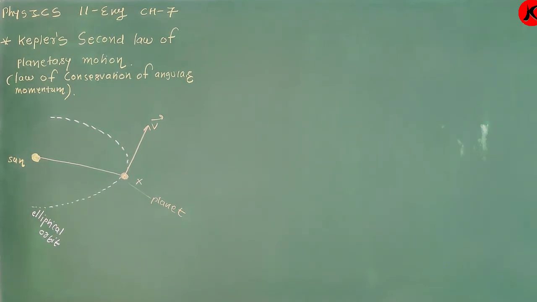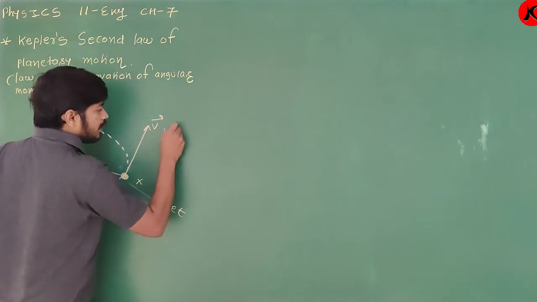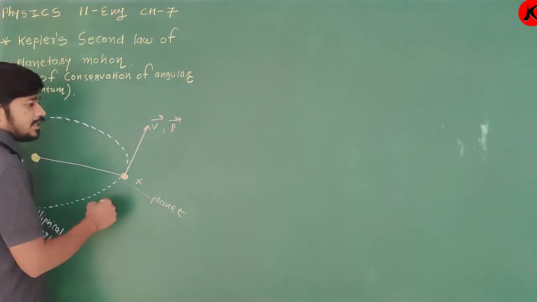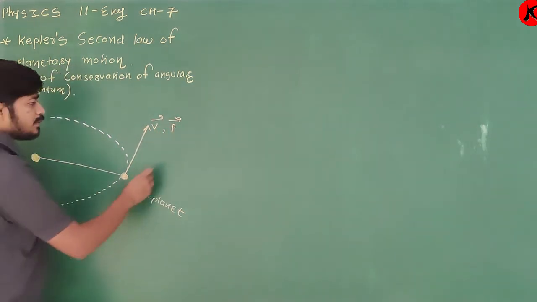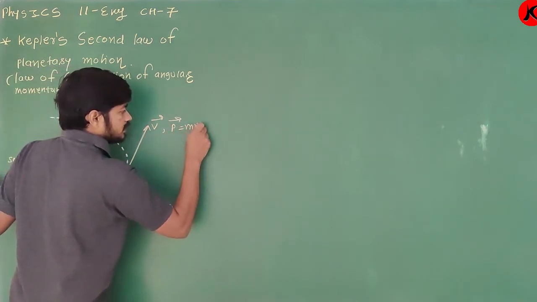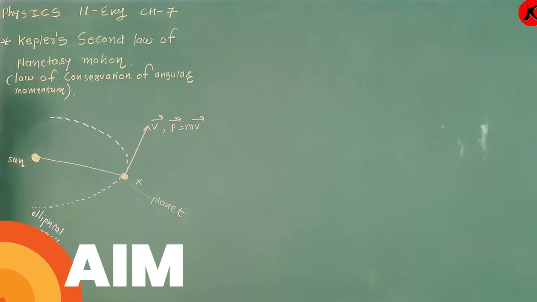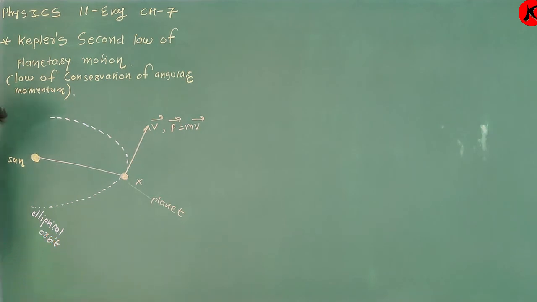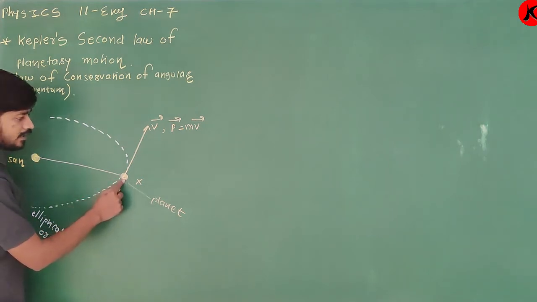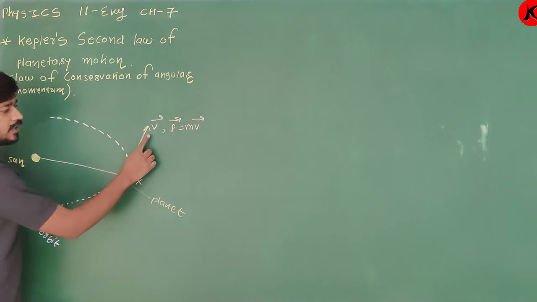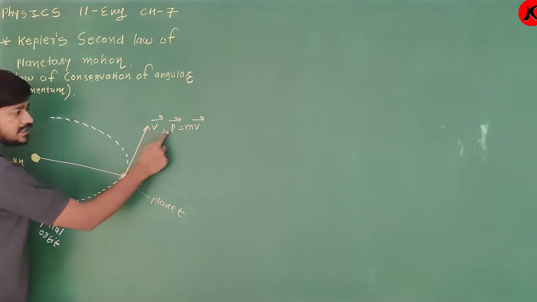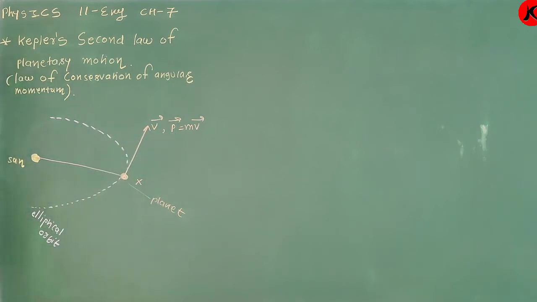Clear about it? If the mass of this planet is m, then its linear momentum p is also in the direction of velocity, because we know that p is equal to mv. So here it is the planet, and the Sun. The velocity of the planet is in this direction, and its linear momentum is in this direction.